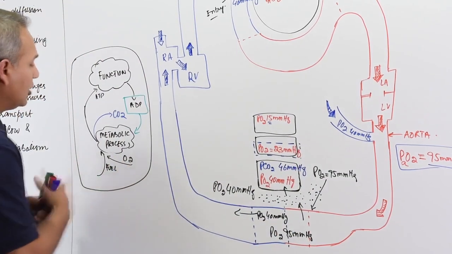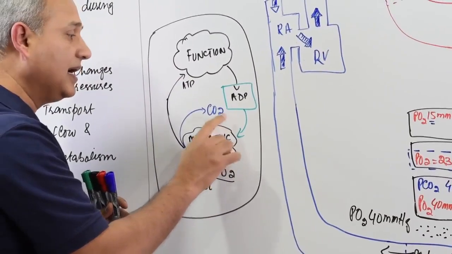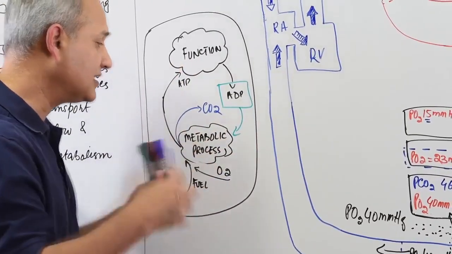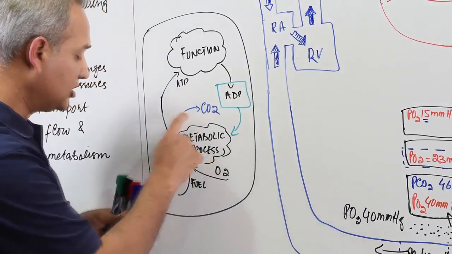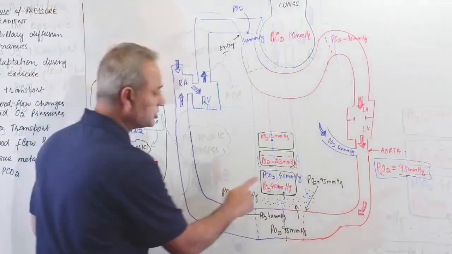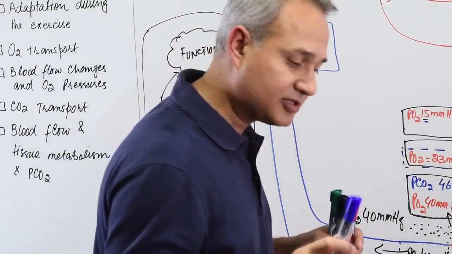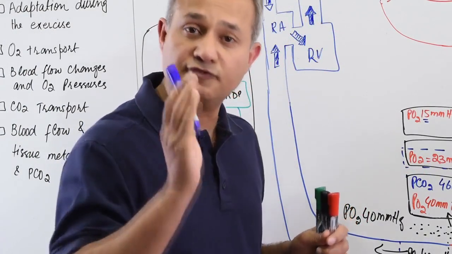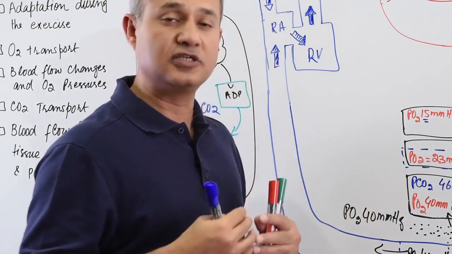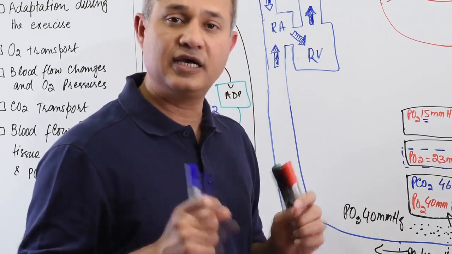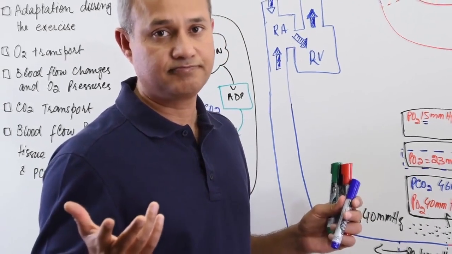Okay. Carbon dioxide. Let's go back to this cell. When the cell's metabolic processes are functioning, now we know who triggers them, ADP, and that trigger is based on the function of the cell. As the cell functions, carbon dioxide is produced. This carbon dioxide pressure is about 46 millimeter of mercury. Now keep this in mind, we did this in our last lecture. Carbon dioxide's diffusion coefficient is 20 times higher than oxygen. What that means is carbon dioxide diffuses 20 times more rapidly than oxygen.